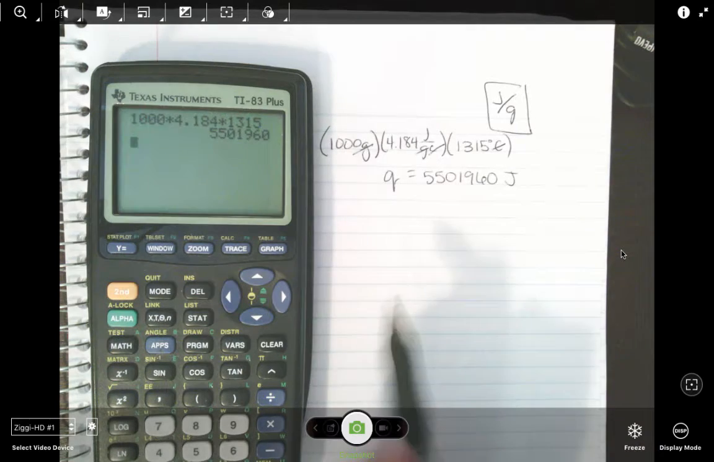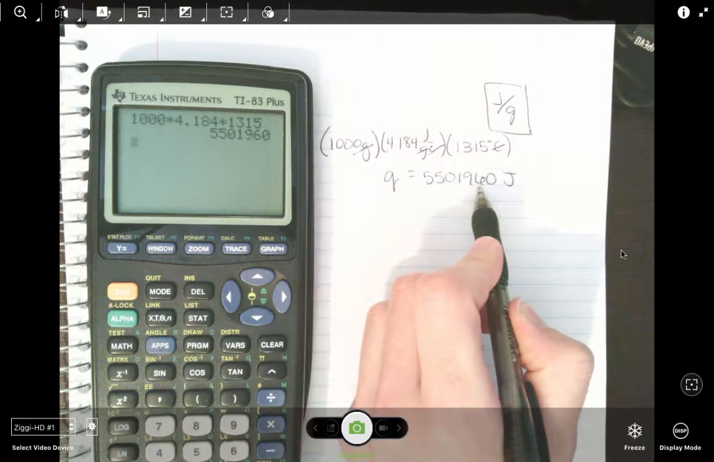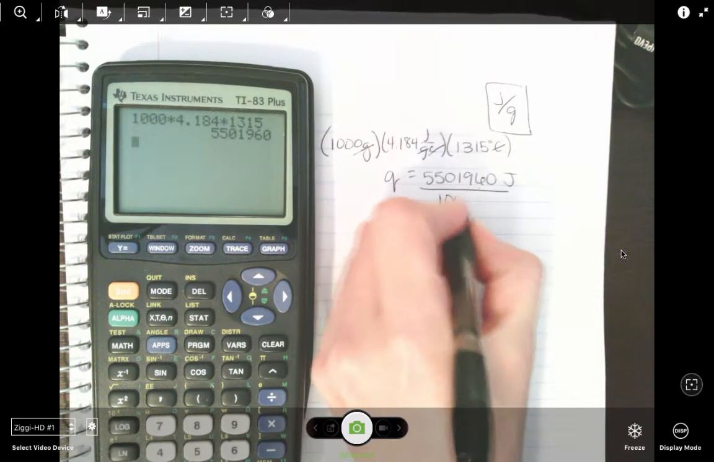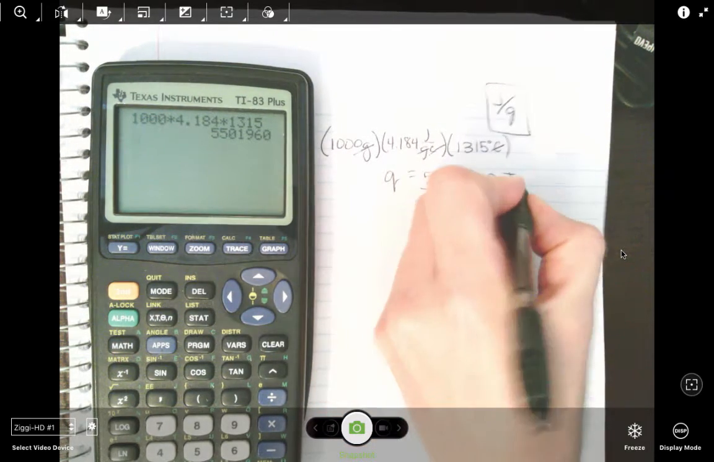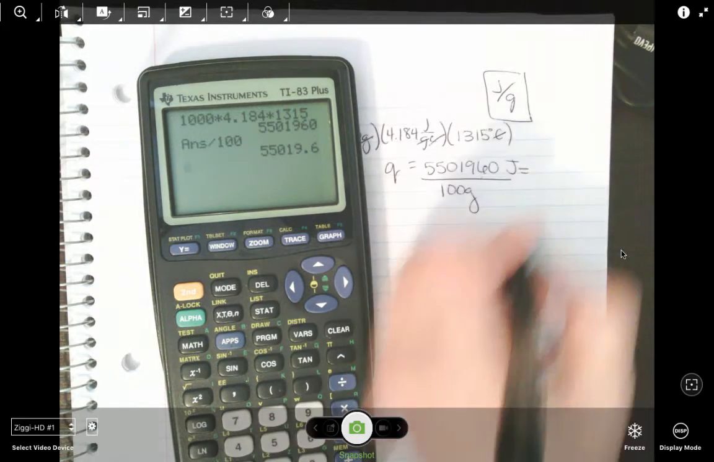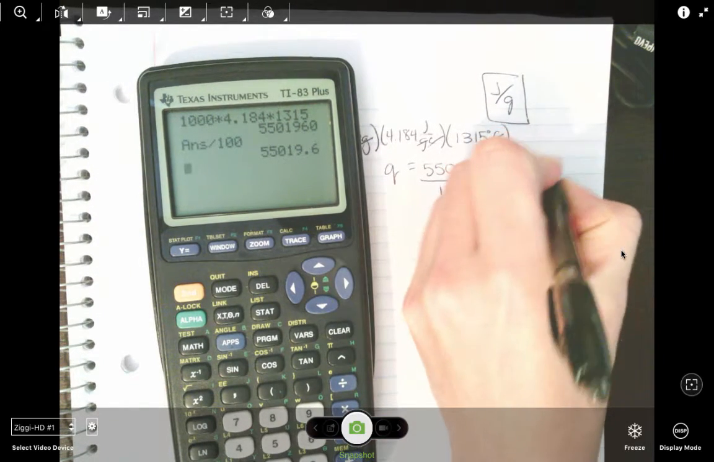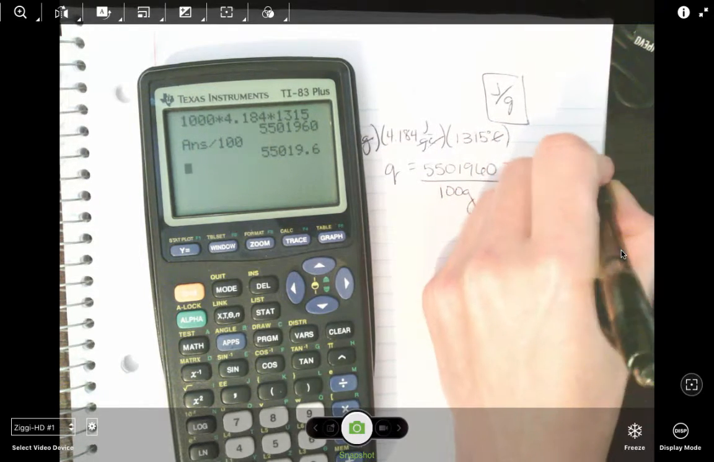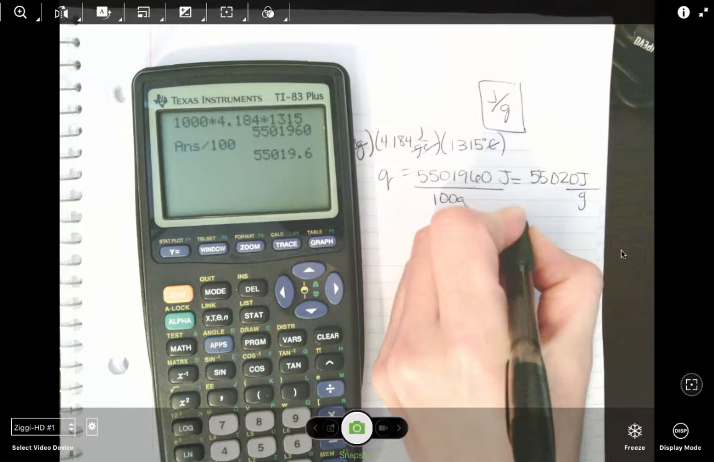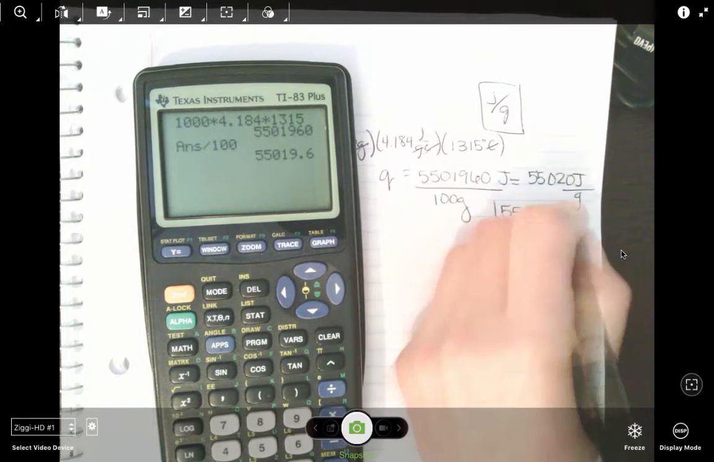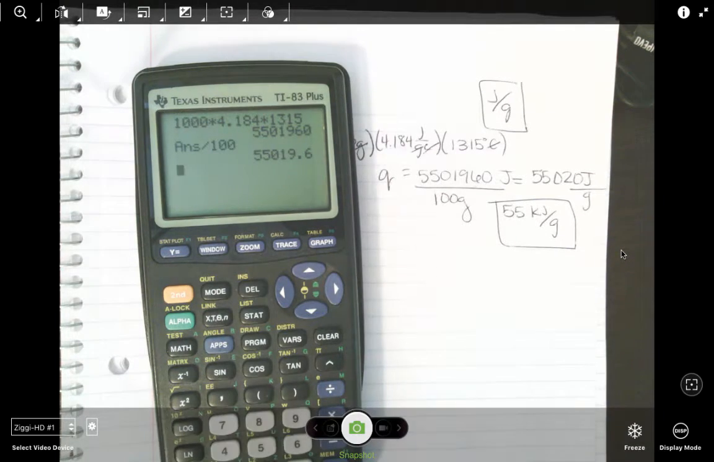So what you would do next is this is the energy produced by the combustion of methane. Well, I used 100 grams of methane, so I would take this value, divide by 100, and this number is the energy density. So 55,020 joules per gram, or you could say 55 kilojoules per gram. This is the energy density of methane.